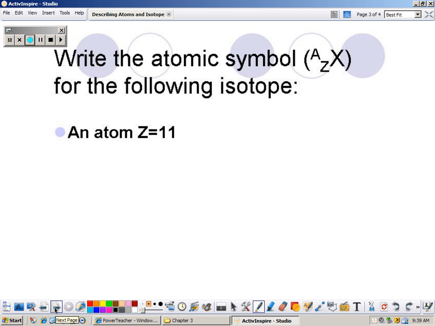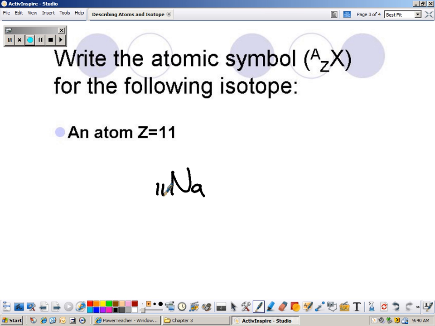Now writing the atomic symbol for this other isotope. All they're telling us is it's an atom and Z equals 11. Since Z equals 11, what element is this? Sodium. Since it's sodium, what variable do we write sodium for? X. Na is your X. Z is given to us, so we can put that on the bottom.